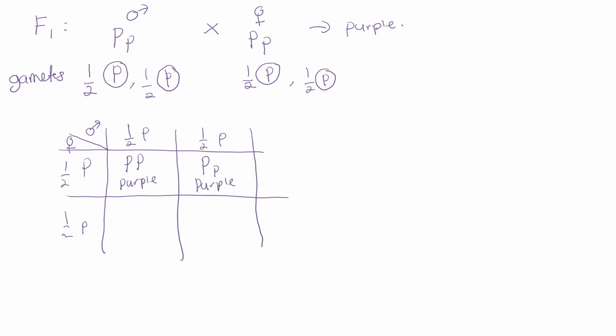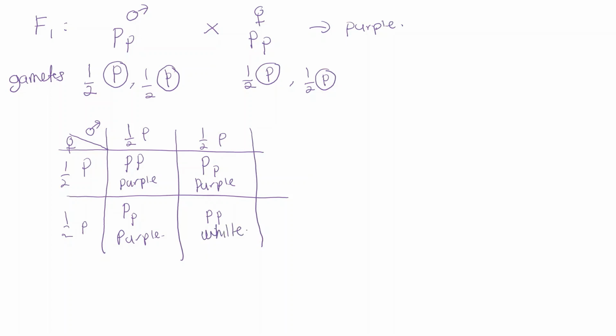And then next, you do the same, the combination between the sperm that has the dominant P allele with the eggs that has the recessive small p allele. This also produces purple flower. Next, you combine the sperm that has the recessive small p allele with the eggs that has the recessive small p allele, and this produces white flower.